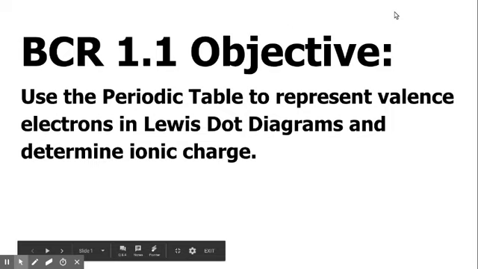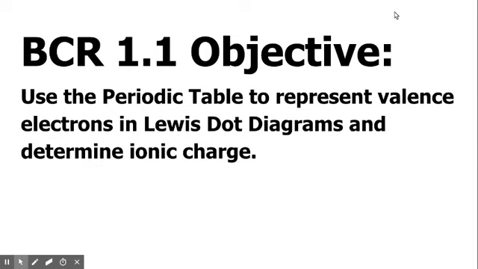So BCR 1.1 is really basic. We're going to start off the bonding compounds reactions unit with something kind of like a review from last unit, the ASPT unit. And the objective is using the periodic table to represent valence electrons in Lewis dot diagrams and determine ionic charge.